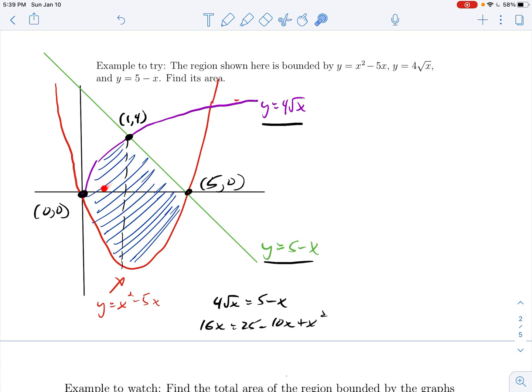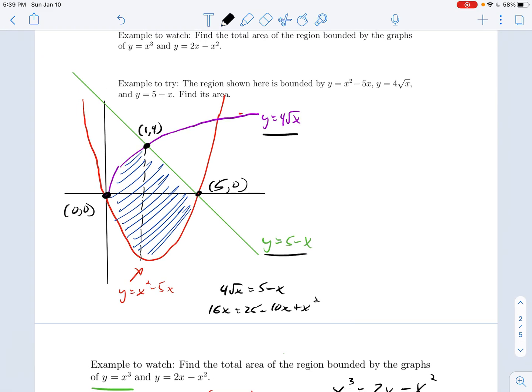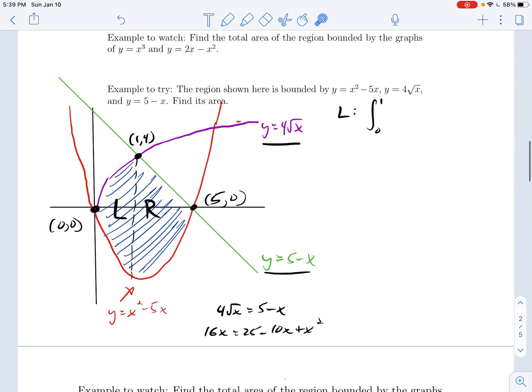Before we get to x equals 1, the purple graph is always on top and the red graph is always on the bottom. After x equals 1, green is on the top and red is on the bottom. So we have the left region and the right region. For the region on the left, it would be the definite integral from 0 to 1, because those are the x coordinates that mark where we begin and end, of top minus bottom.